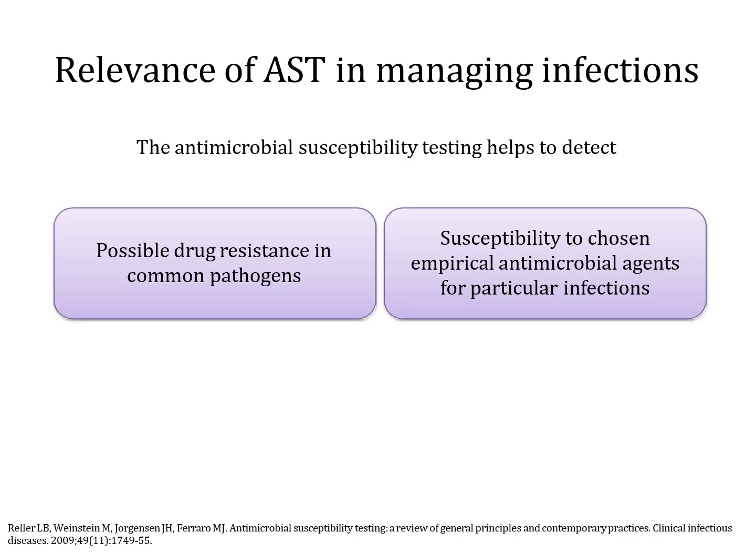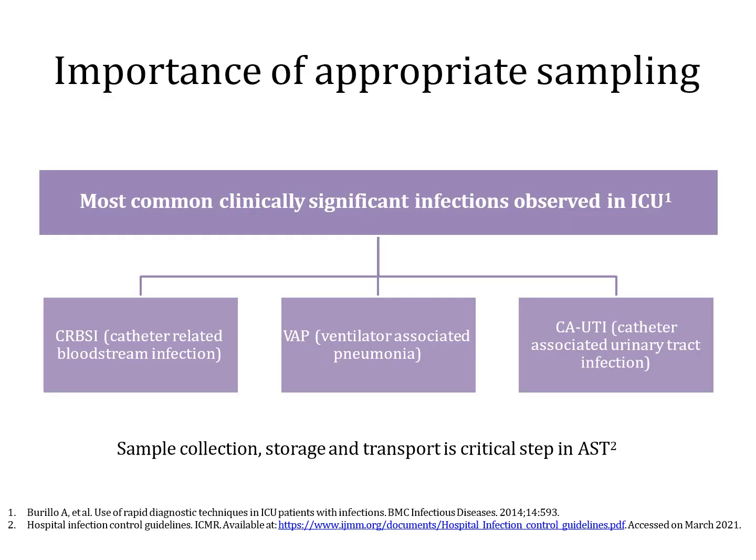Antimicrobial stewardship testing helps us to detect possible drug resistance in common pathogens and susceptibility, to choose an empirical antimicrobial agent for particular infections. The most common clinically significant infections observed in the ICU are catheter-related bloodstream infection, ventilator-associated pneumonia, and catheter-associated urinary tract infections. So, sample collection, storage, and transport is a critical step in sensitivity testing.